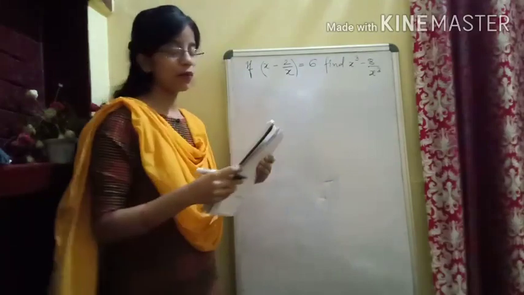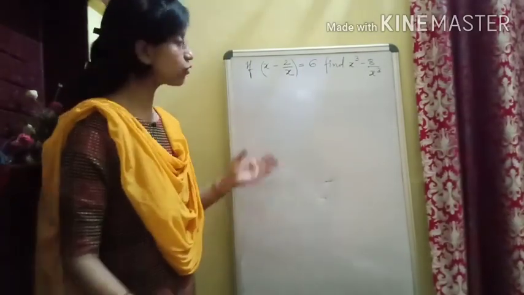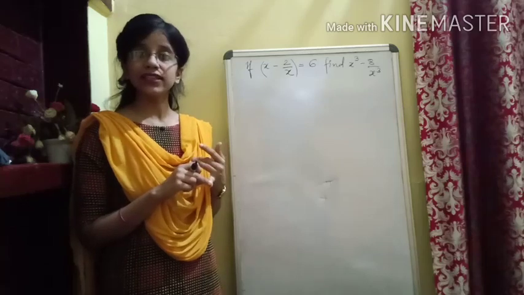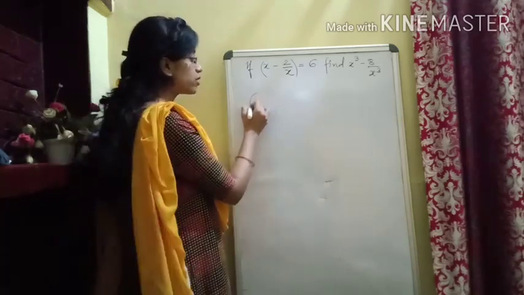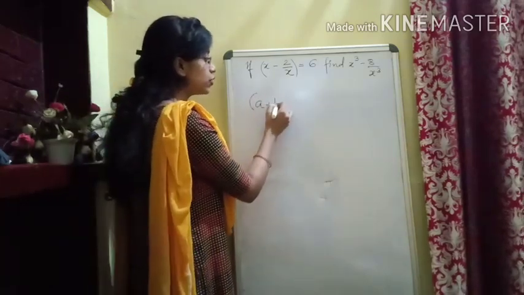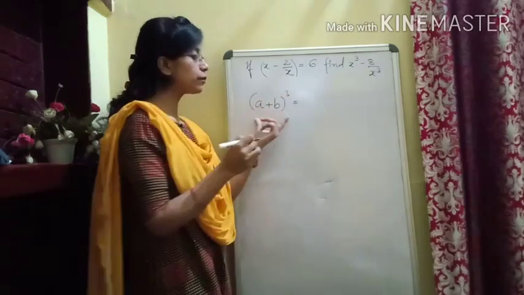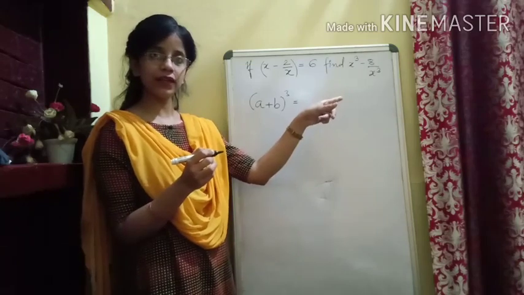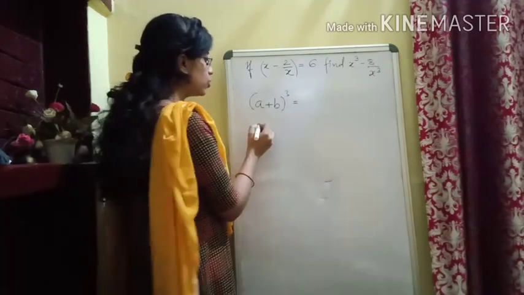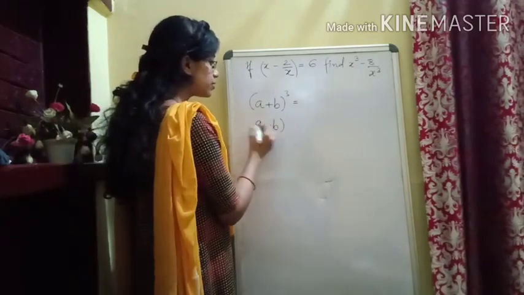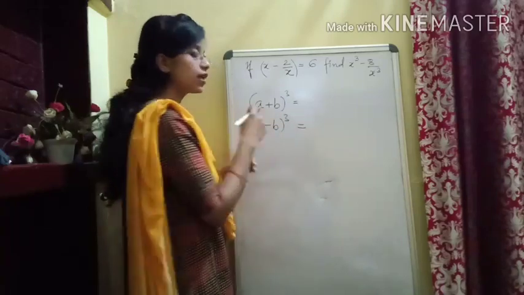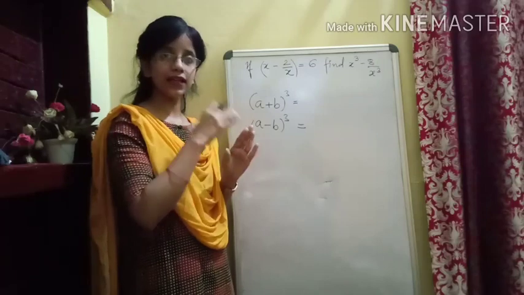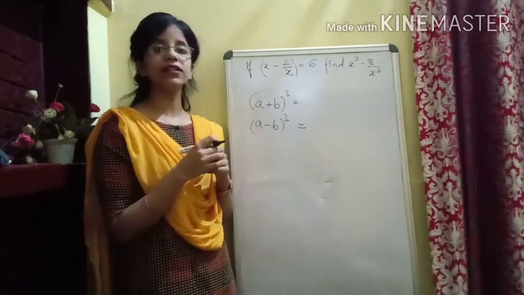Okay. Now, before we start solving this question, let me remind you that we have learned the cubic identities. If I recall, a plus b whole cube, I hope you all remember, is a cube plus b cube plus 3ab into a plus b. Also, we have seen a minus b whole cube, which was a cube minus b cube minus 3ab into the bracket a minus b.